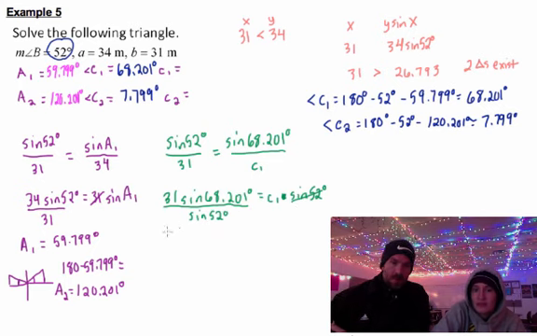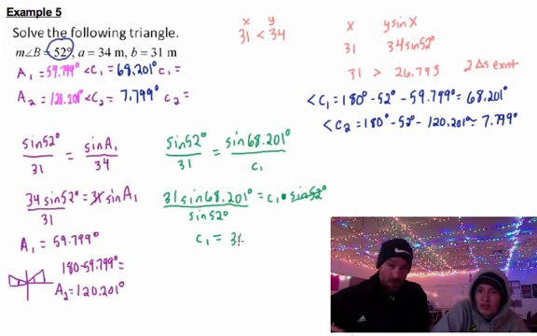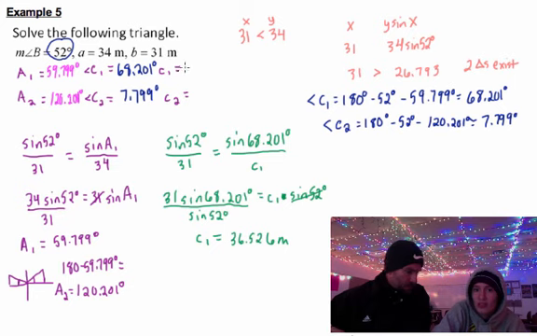Wait a second, don't we have something 31? I forgot my 31. C1 equals 31 times sine 68.201 divided by sine of 52, which is 36.526, and that's meters, because the original problem gave us that as units. Always look at your units.